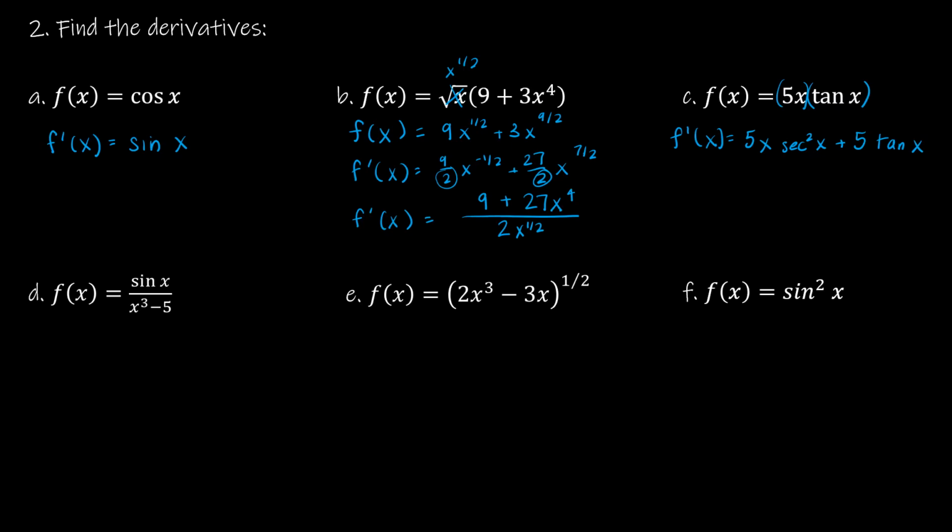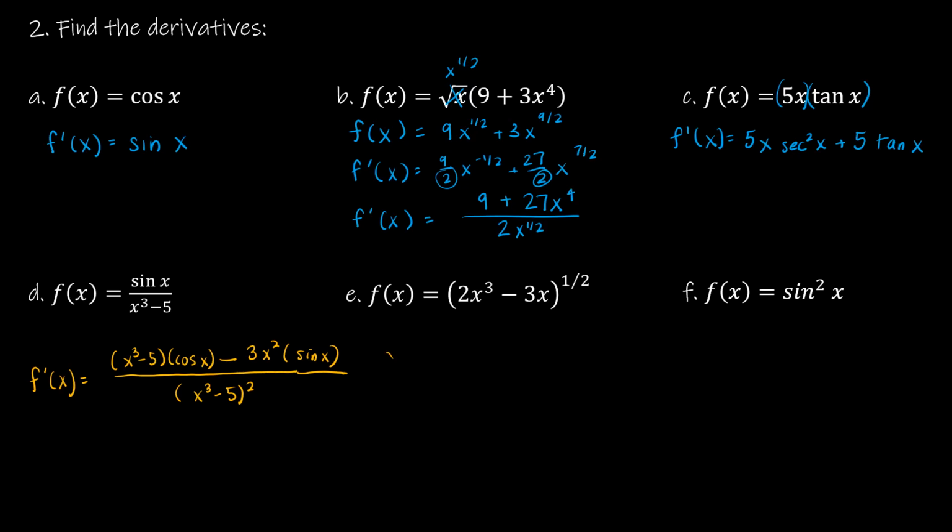For D, I have to use the quotient rule because this is a quotient. It's being divided. So the quotient rule says take the denominator times the derivative of the numerator, or bottom times the derivative of the top, is the way that you've heard me say that. X cubed minus 5 times cosine of x. And then we subtract the top times the derivative of the bottom. So the derivative of the bottom is 3x squared, and then sine x. And the denominator is just the denominator squared. So just like that. And I don't have to do any more cleanup.